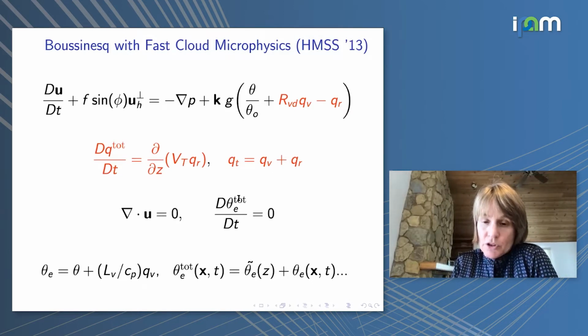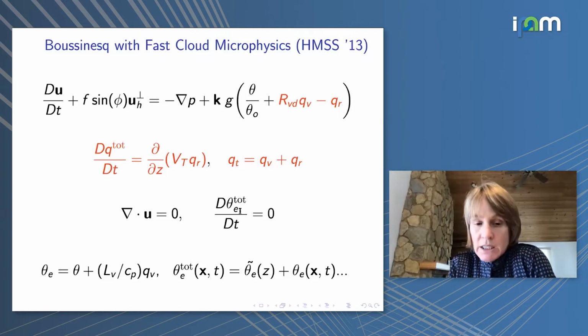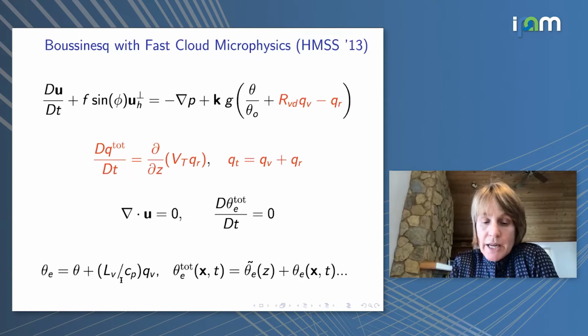And then the other notable thing about this system is that we've written the energy equation in terms of what's called the equivalent potential temperature, theta E. Theta E is the sum of the potential temperature and an appropriately scaled water vapor. And the reason why it's nice to do that is because that equation appears in conservation form. So there is conservation of this equivalent potential temperature following fluid parcels, which is nice for the analysis.